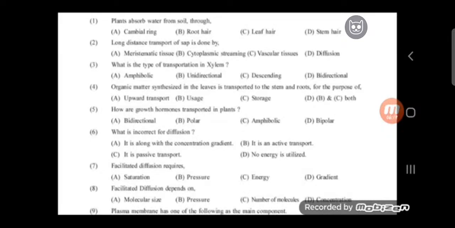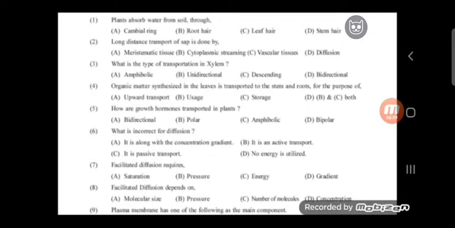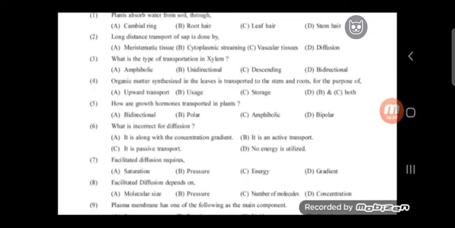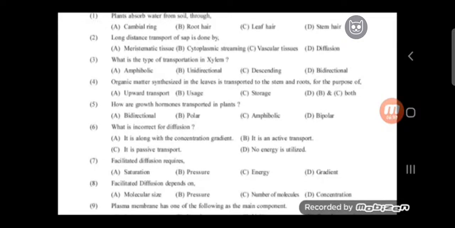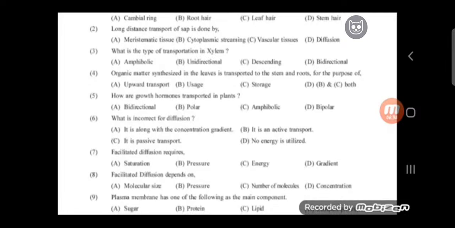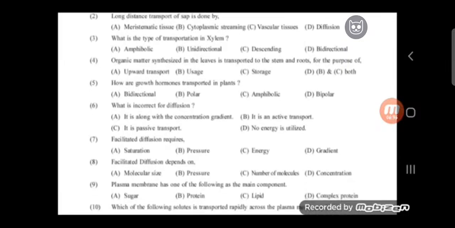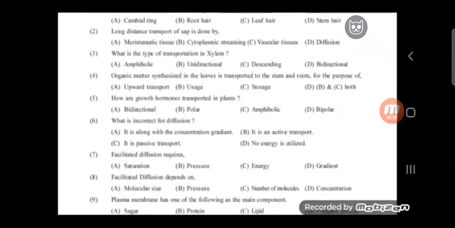Plants absorb water from the soil through the root hair. Therefore root hair is the answer. Option B is the answer for this question. Now let us come to the next question, question number two.